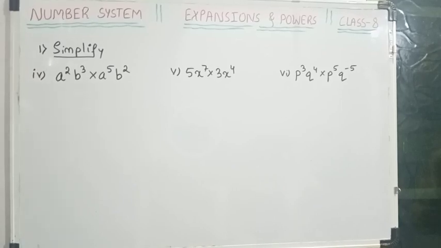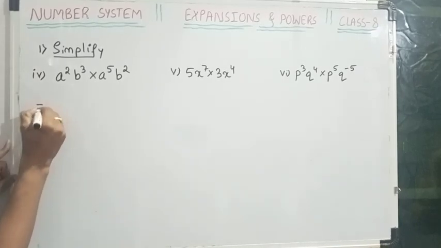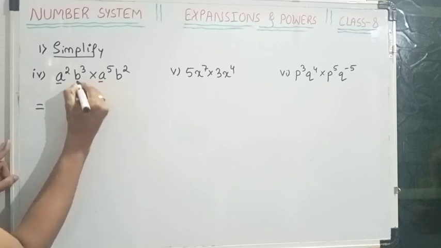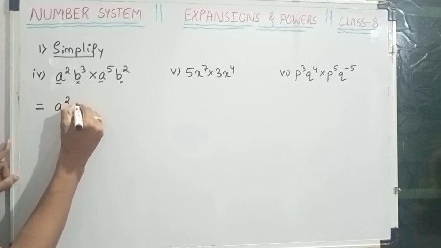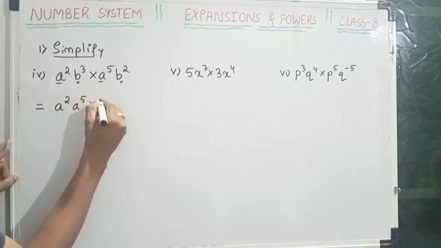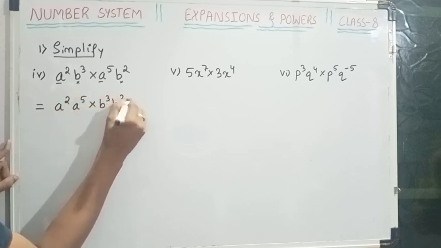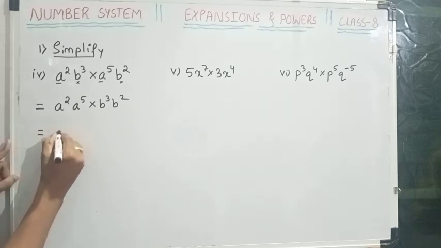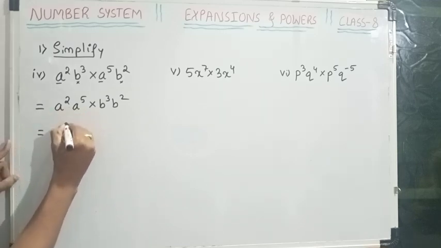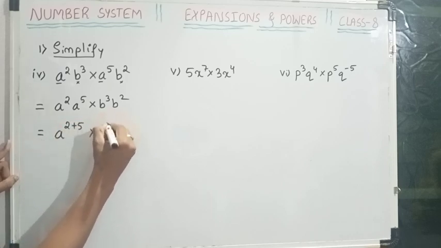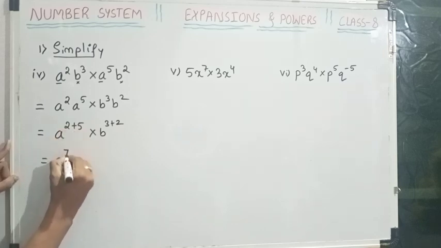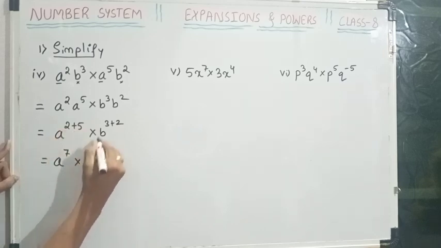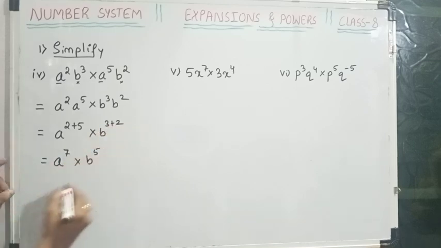Let's go with the next question. a square into b cube into a to the power 5 b square. I am rearranging the variables here. a square into a to the power 5, b cube into b square. Here I am using the law: a to the power 2 plus 5, because of similar base, into b to the power 3 plus 2, same base b. a to the power 2 plus 5 is 7 and b to the power 3 plus 2 is 5. This is the answer for this question.